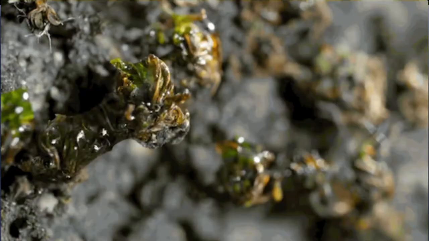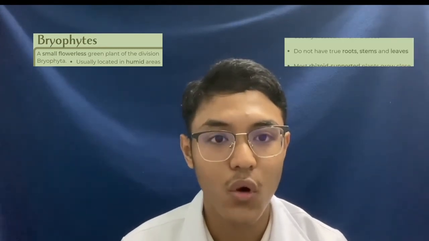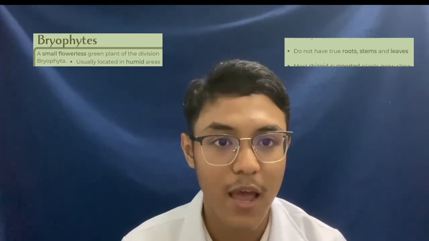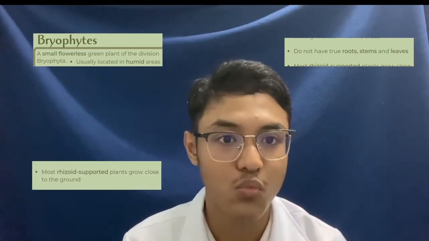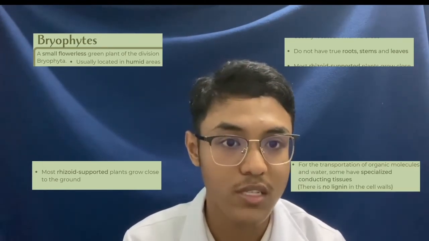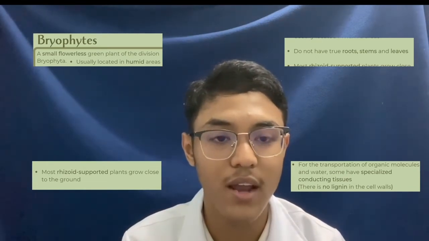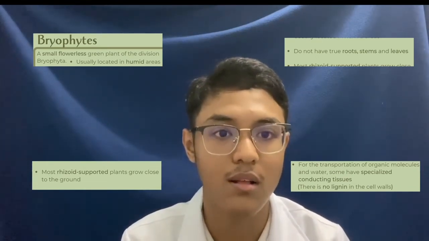Now we are going to talk about Bryophytes. Bryophytes are small flowerless green plants in the division Bryophyta. They are usually located in humid areas. They do not have a true stem, leaf, and root. They are also rhizoid-supported plants which grow close to the ground. For transportation of organic molecules and water, they have specialized conducting tissue, because they do not have lignin in their cell wall. Let's move on to the unique characteristics.